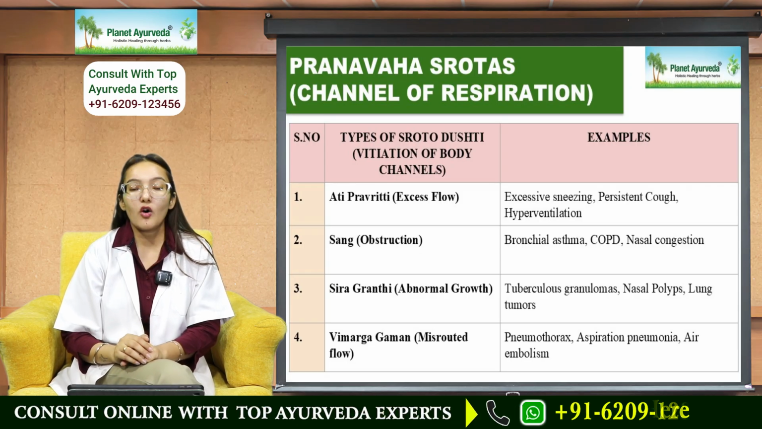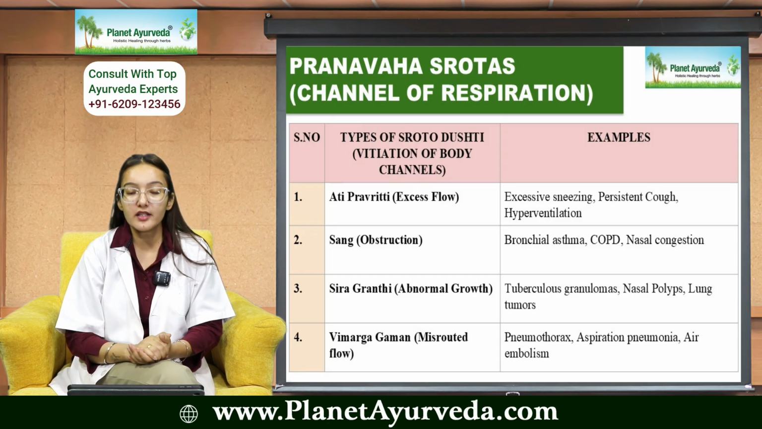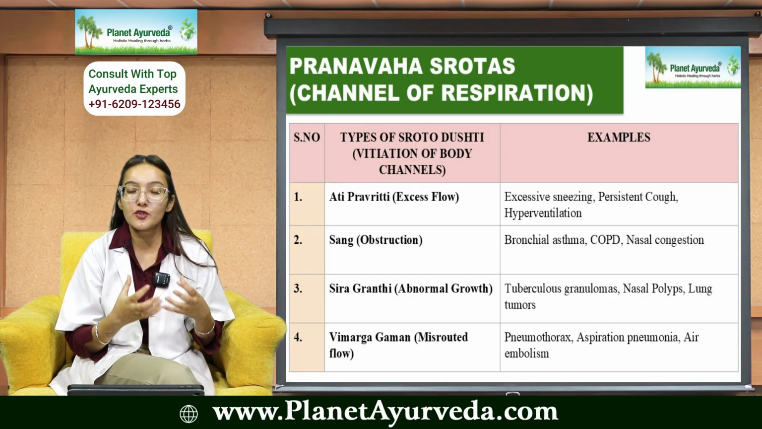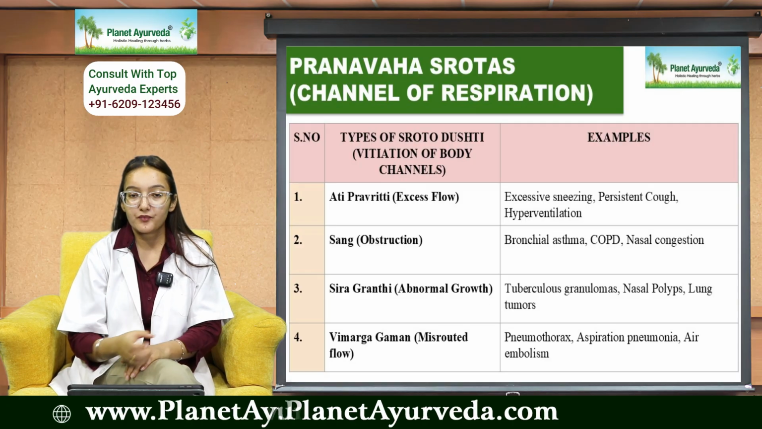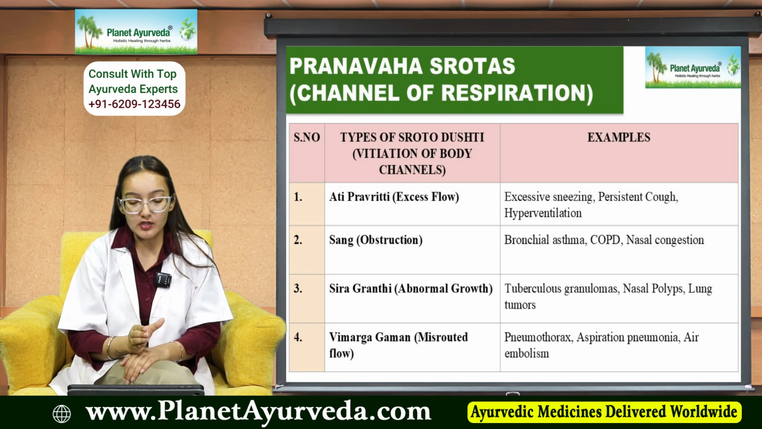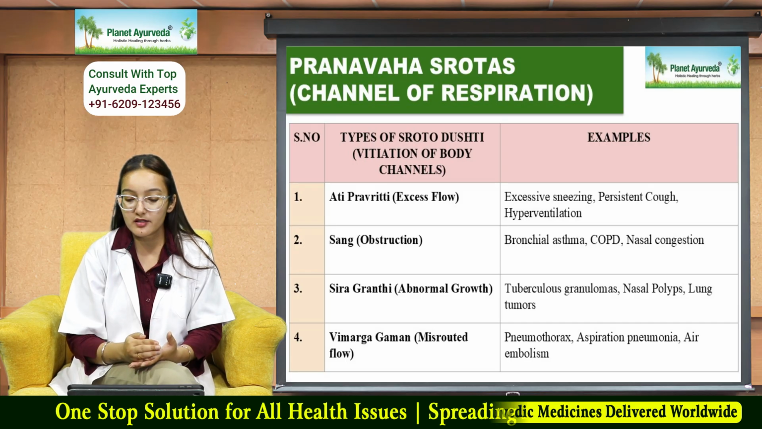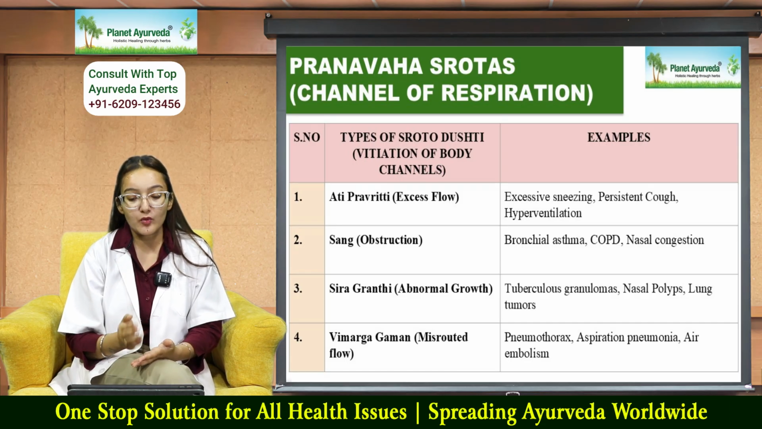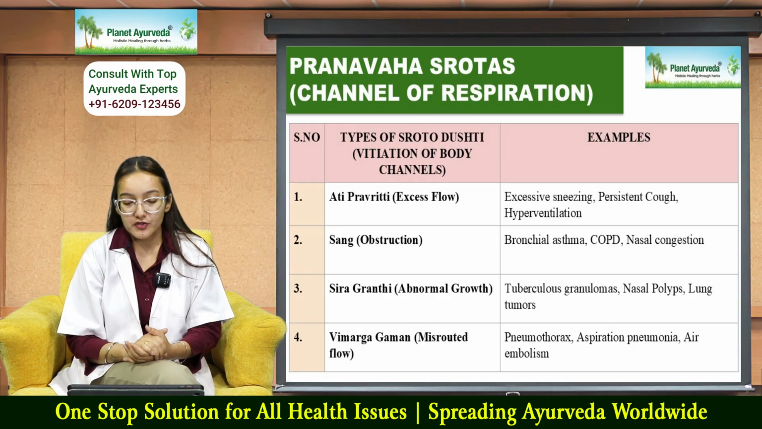Then is Sanga, or obstruction. Due to it, what happens? Bronchial asthma, COPD, nasal congestion. So here comes the example of accumulation of kapha, where there is the cause kapha. When there is mucus in the channel of respiration, it will lead to obstruction and further to conditions such as bronchial asthma, COPD. COPD means chronic obstructive pulmonary disease, and nasal congestion.